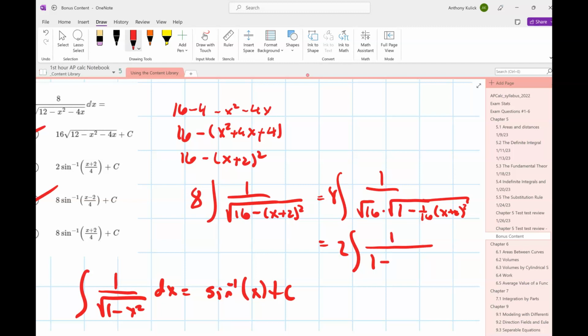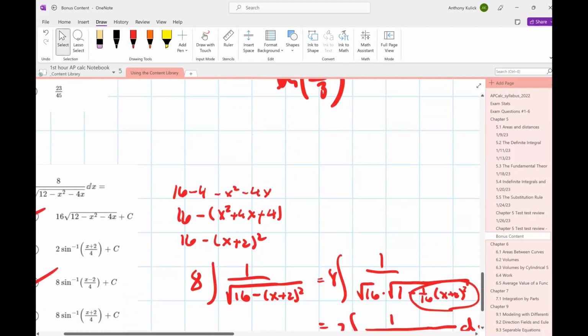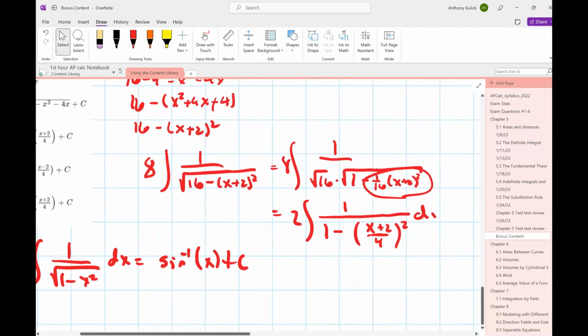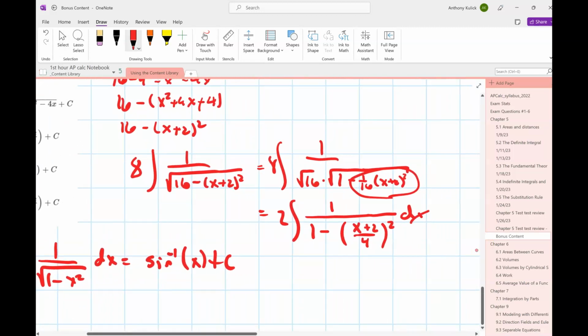And then I need to rewrite this chunk as that. Why over 4? Why not like over 16? Because I put it inside the squared. The 16 is outside the squared. Yeah, that's smart. And now I can do my u sub.